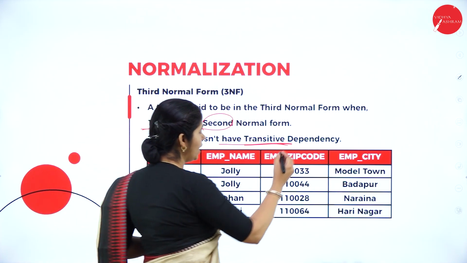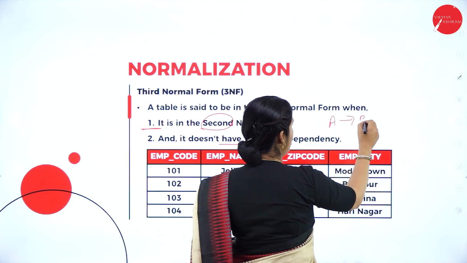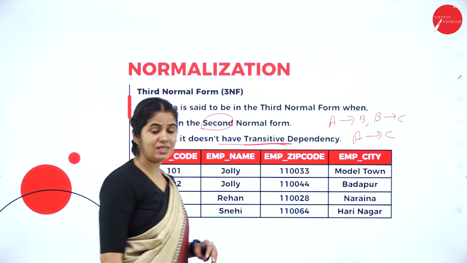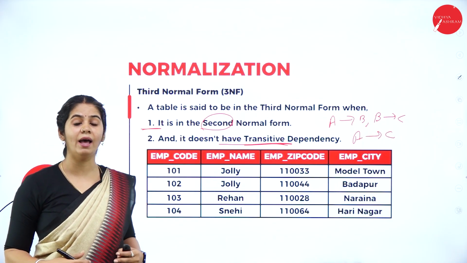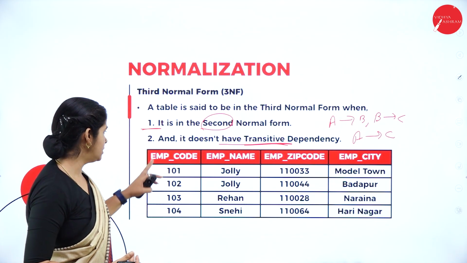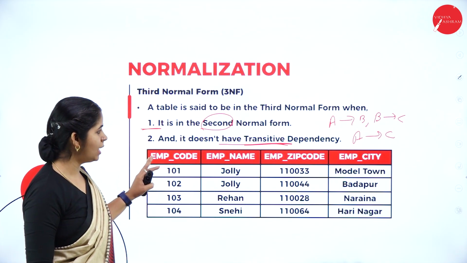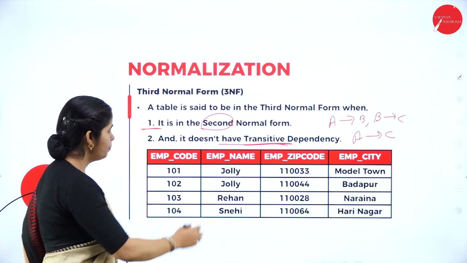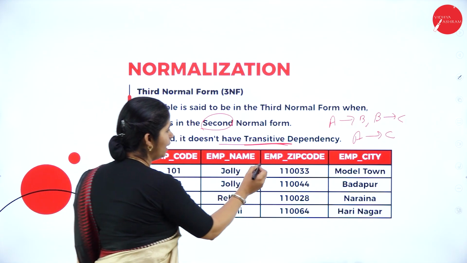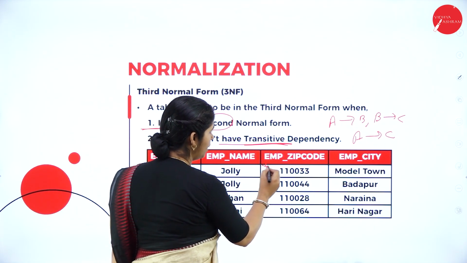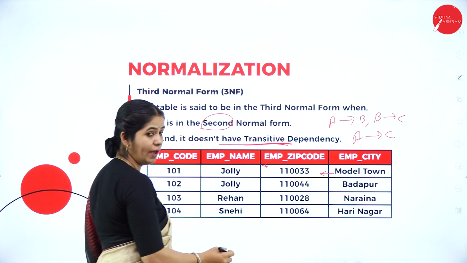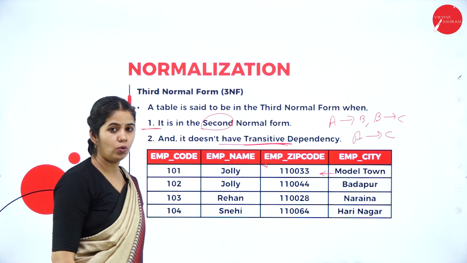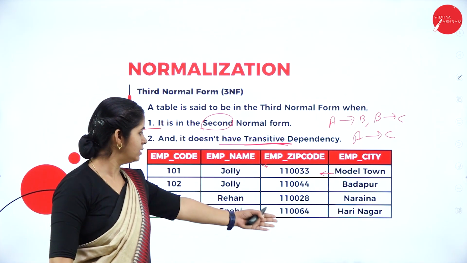It should not have any transitive dependency, that is, A determines B, B determines C, and A determines C. This is a transitive dependency. It should not have any such transitive dependency. Here, in the same example, they have taken employee code, employee name, employee zip, and employee city. Here employee zip depends on employee city. Any city name depends on the zip code.